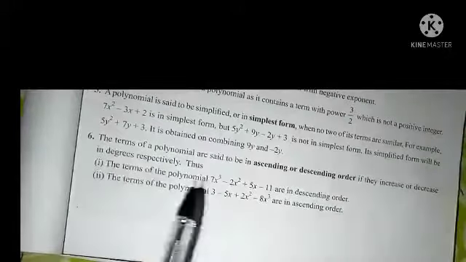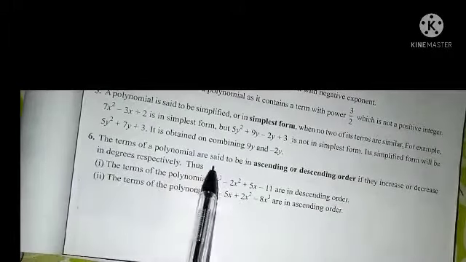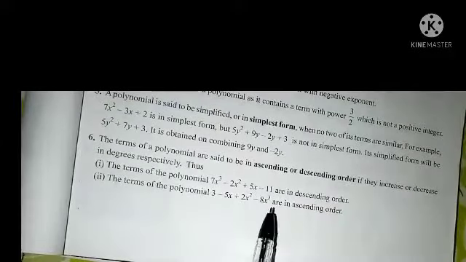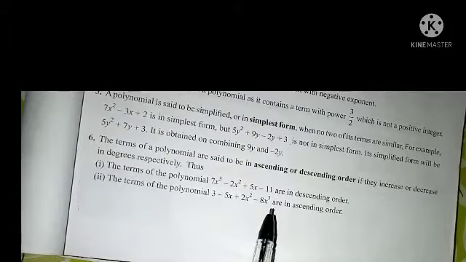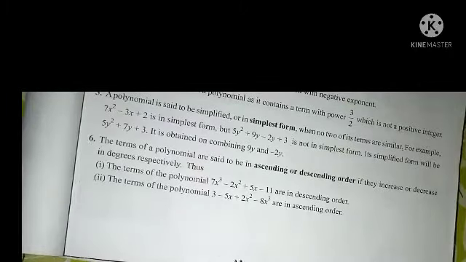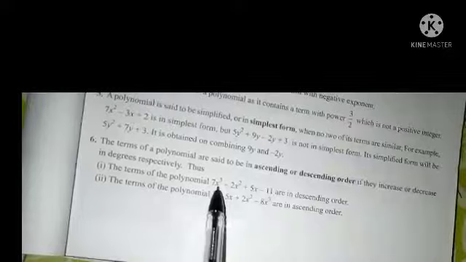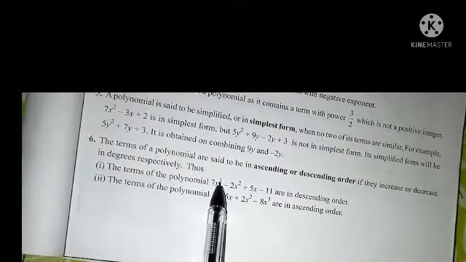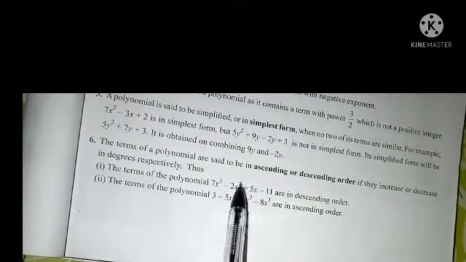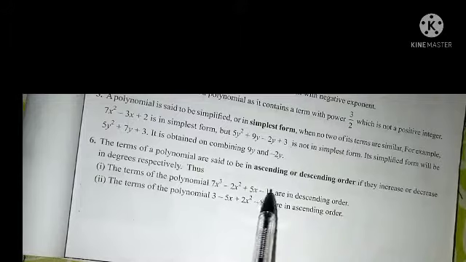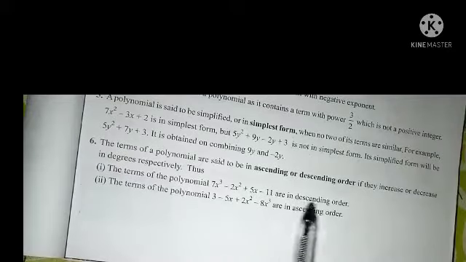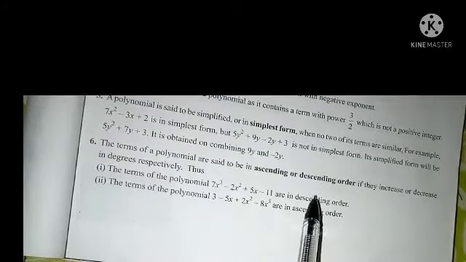Now the sixth point: the terms of a polynomial are said to be in ascending or descending order. Like in our number system we have discussed ascending and descending order, here also we have ascending and descending order, but in the case of powers. See here, what is the power of x? It is 3 here, and it is reduced by 1. It is 2 now. Reduced by 1, 2 minus 1 is 1. 1 minus 1 is 0, which gives us x naught. So this is what you call descending order, that means it is in decreasing order.